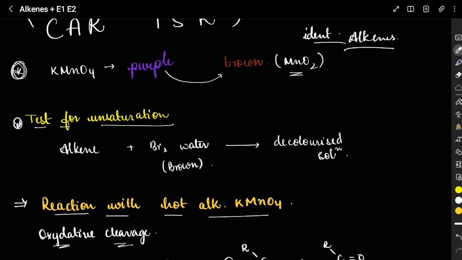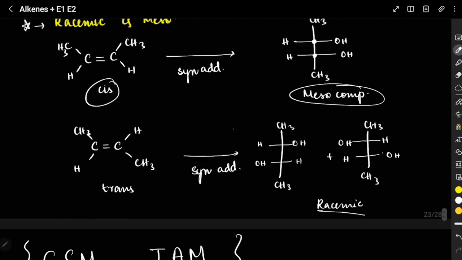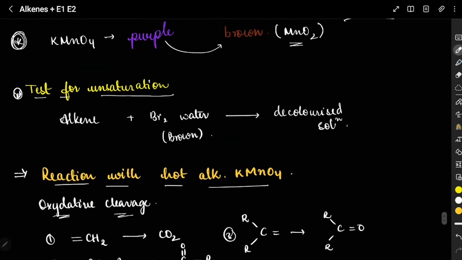Very simple. So an alkene is formed. The mechanism is not important for all these addition reactions; you can just remember them. Another test of unsaturation is with bromine water, or Br2 in CCl4. You can do anything. Alkene with Br2 water, which is generally brown or deep red in color.